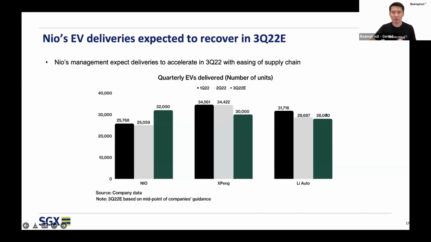And also likewise for Li Auto, about flat compared to the previous quarter, because of the fact that they were also impacted by some of these lockdowns earlier this quarter. So NIO is the standout here in terms of the expected increase in deliveries. Part of it because of the new launches that we talked about earlier, which is helping to drive increased demand for their electric vehicles.